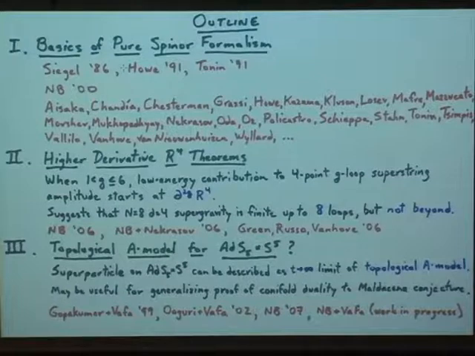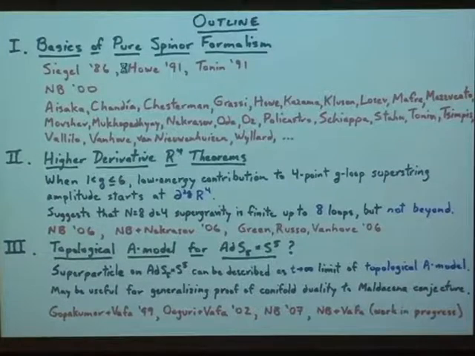The last subject I will talk about is some new work that's looking for a topological A model description of the string on AdS5 x S5. What I will discuss today is, at least for the superparticle on AdS5 x S5, it seems that it can be described as some limit of a topological A model, so I will describe how that works. It is crucial here that you have to use the pure spinor formalism and not the Green-Schwarz formalism. And this might be useful, so the motivation for looking for this topological A model is to try to generalize the proof of conifold duality, which was shown by Gopakumar and Vafa and Ooguri and Vafa, to the Maldacena conjecture.